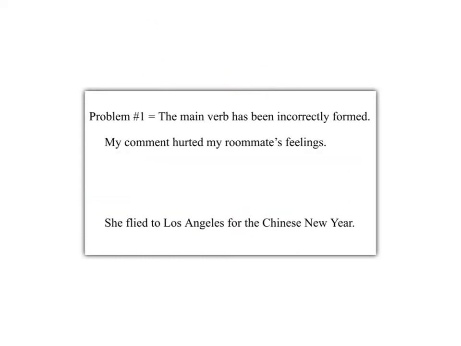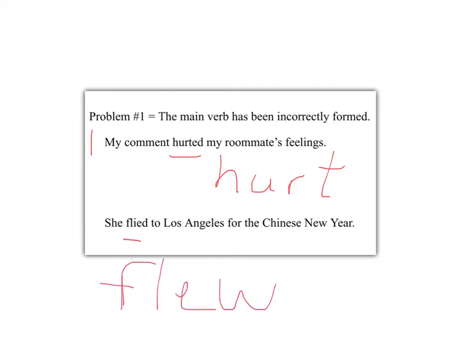Problem number 1 is that the main verb has been incorrectly formed. We can see in example number 1, "My comment hurted my roommate's feelings." Well, hurted, again, is an irregular verb, so in past tense it remains hurt. In the other one, "She flied to Los Angeles for the Chinese New Year." To fly is irregular, so in past tense it should be flew. Some of the most common main verb forming problems are in the irregular verbs.